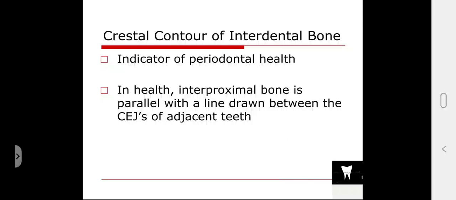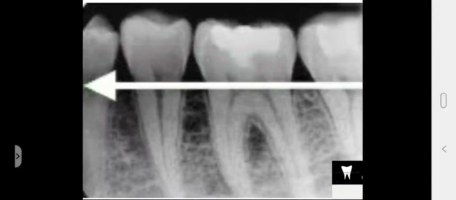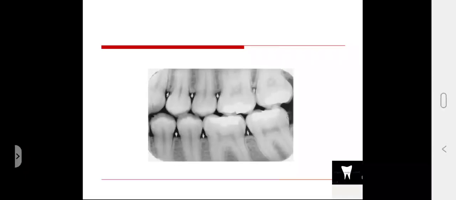The crestal contour of the interdental bone is an indicator of periodontal health. When we have a healthy patient, the interproximal bone is parallel to a line drawn between the CEJs of adjacent teeth. And this is exactly what I'm talking about right here. And we see the bone.